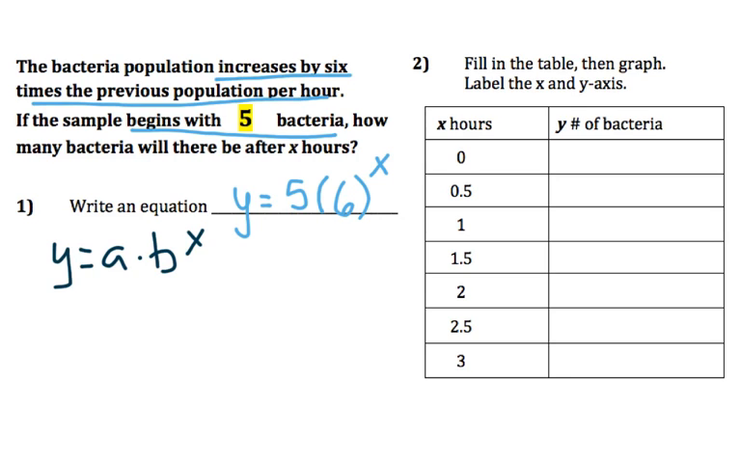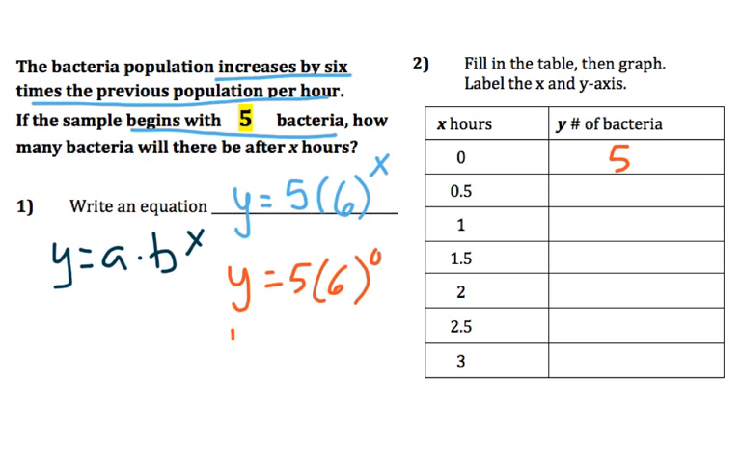Number 2, fill in the table, then graph. Label the x and y axes. To fill in the table, we're going to substitute in the x values of hours and evaluate so that we find the number of bacteria y. So this looks like taking the equation y equals 5 times 6 raised to the 0th power, which if we type into our calculator, gives our initial value, 5.